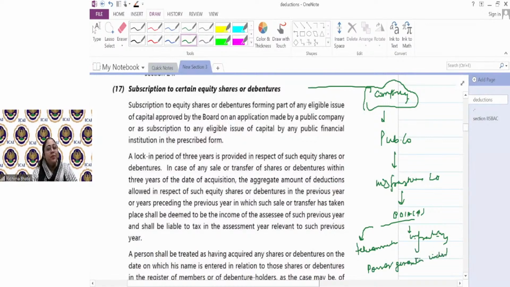Do we have to remember, ma'am, this? No, you only have to remember that you are subscribing into shares or debentures of an infrastructure company. ये आपको बस generally बता रही हूँ कि कौन सा infrastructure company होता है. ठीक है? So if you're subscribing into shares of an infrastructure company, you will get a deduction under section 80C, shares or debentures. Then there are certain mutual funds.